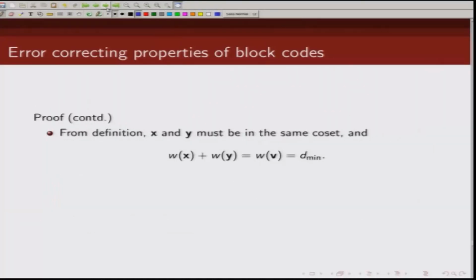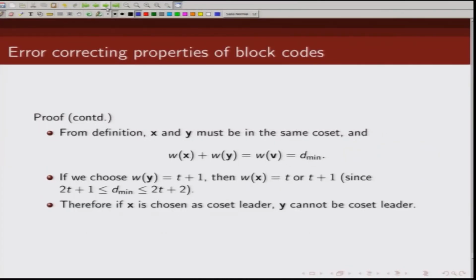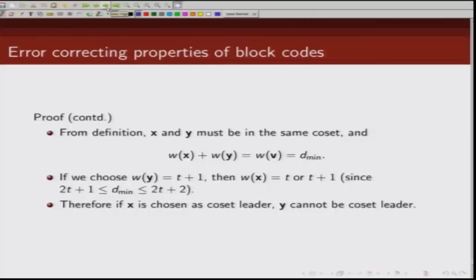And if this error pattern of weight t plus 1 cannot be put as a coset leader, then this is not a correctable error pattern. So, with this I will conclude my lecture on random error correcting and random error detecting properties of block codes.